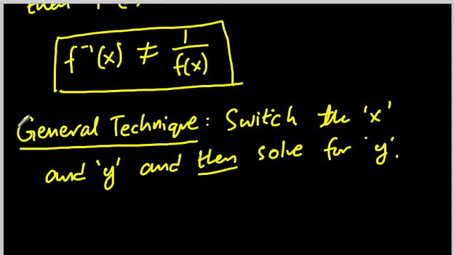The general technique is switch the x and y and then solve for y. So first of all, why are we switching the x and y? If you remember from the previous video, what was the output? In other words, the y then becomes the input, which is the x. And the x, which was the input, then becomes y, the output. So it's very important that we switch the x and y, because all we're doing is switching the inputs and outputs. And then you solve for y.